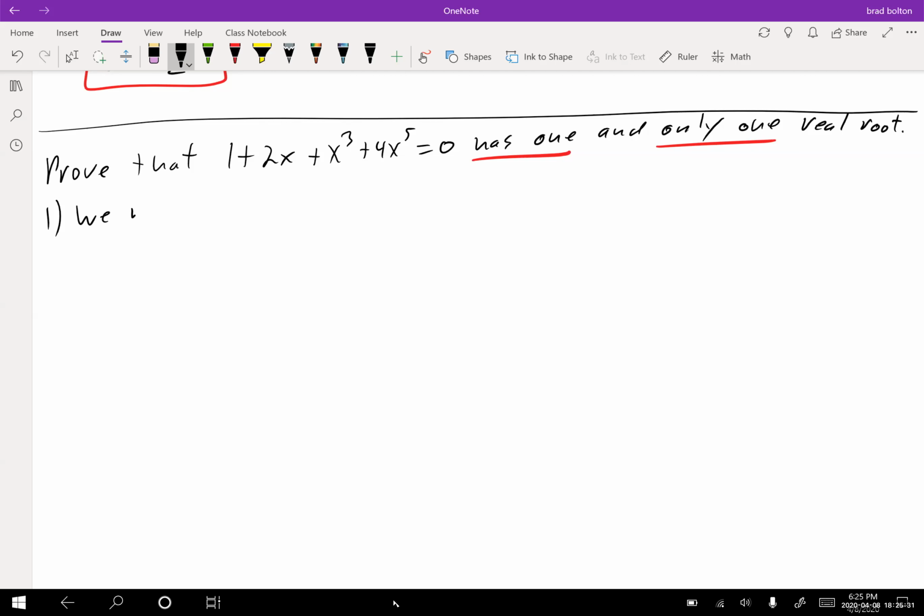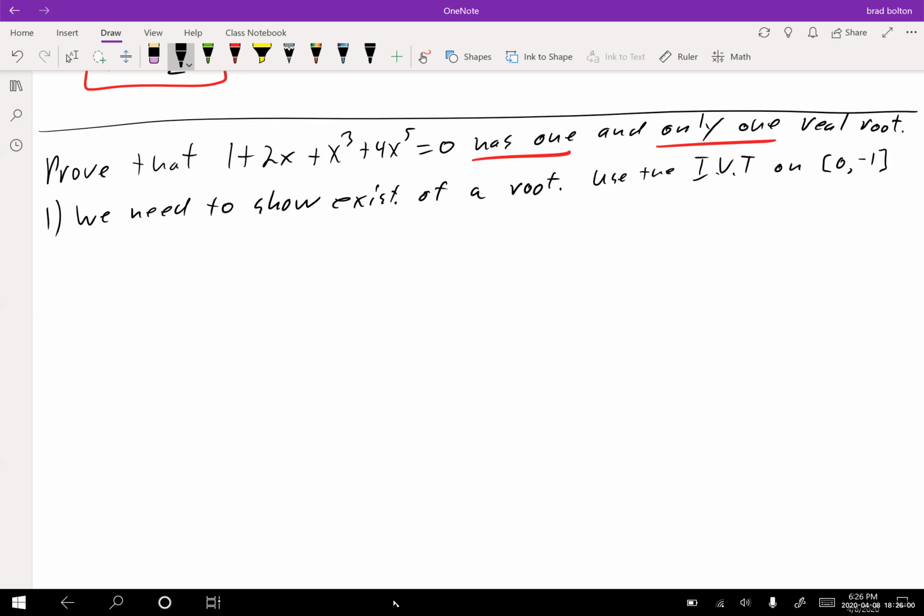So we need to show existence of a root, okay? So first, the first thing we're going to do is use the intermediate value theorem, okay? And we're going to use the IVT on the interval 0 to -1.